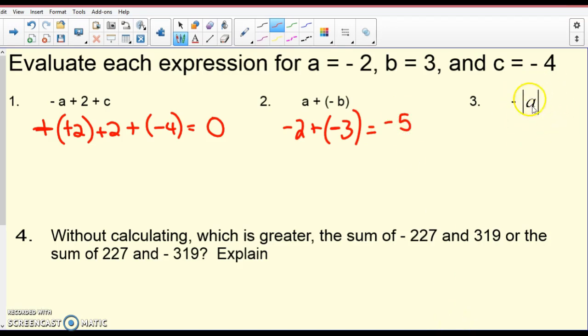And now look at this one. Minus the absolute value of A, which is negative 2. Now, do I go minus a negative becomes add the opposite, or plus a positive? No, because this is absolute value. Bring down this negative. What is the absolute value of negative 2? Everybody? 2. So this is going to be negative 2. That negative is getting carried along.